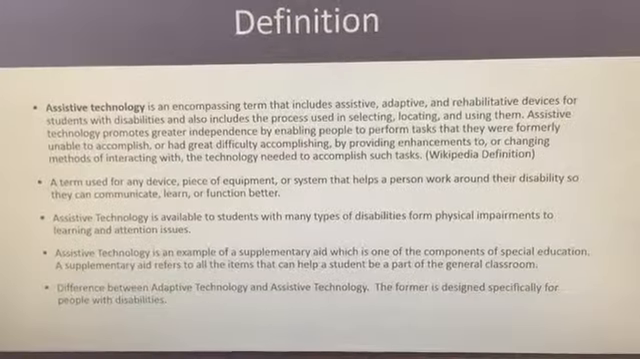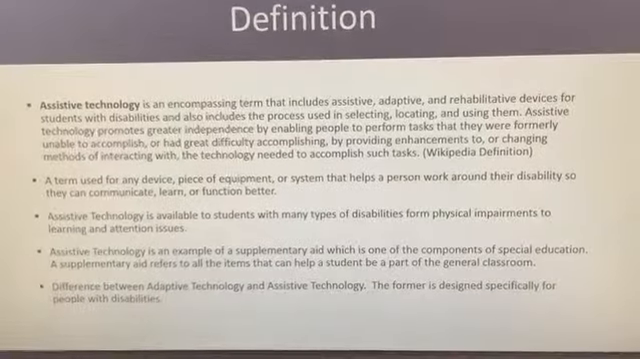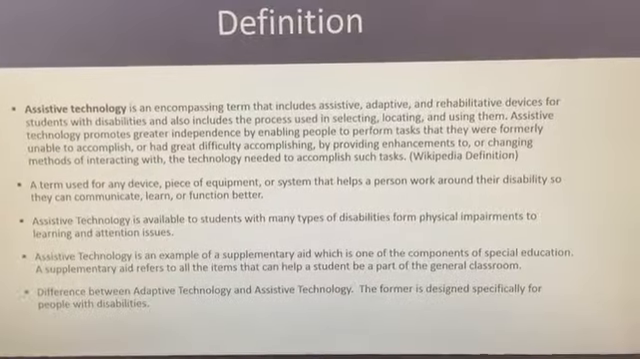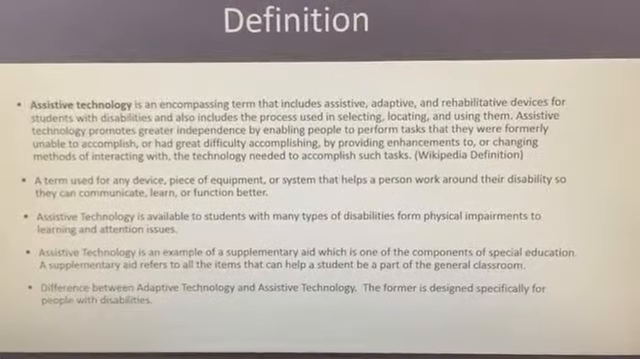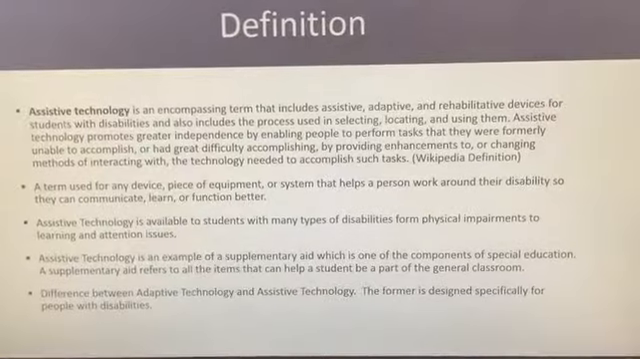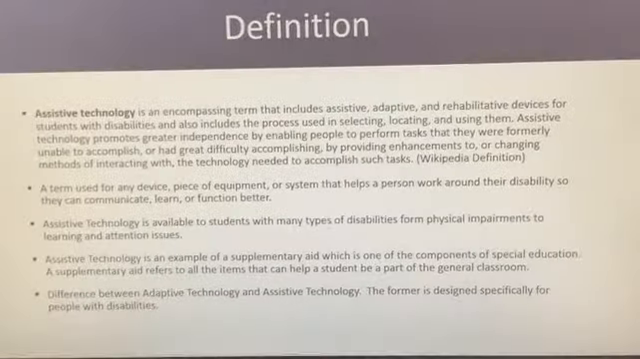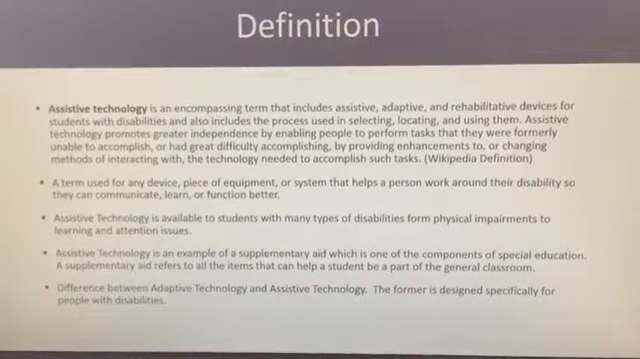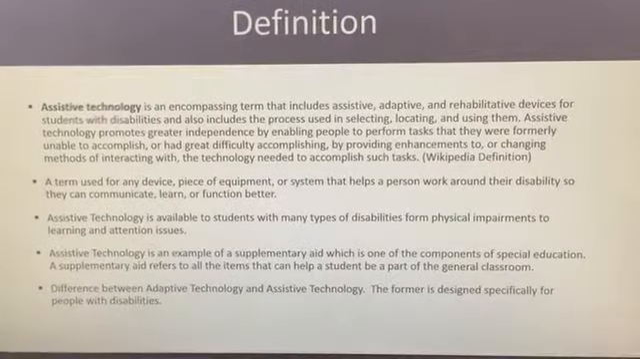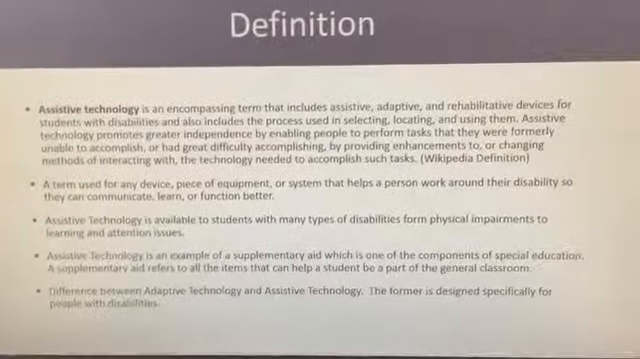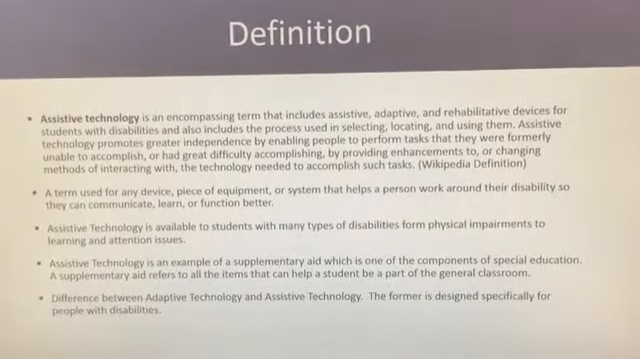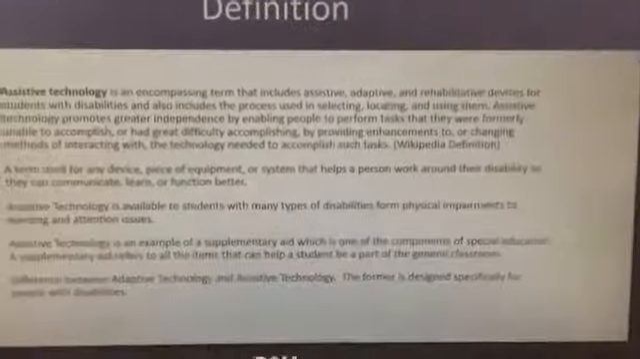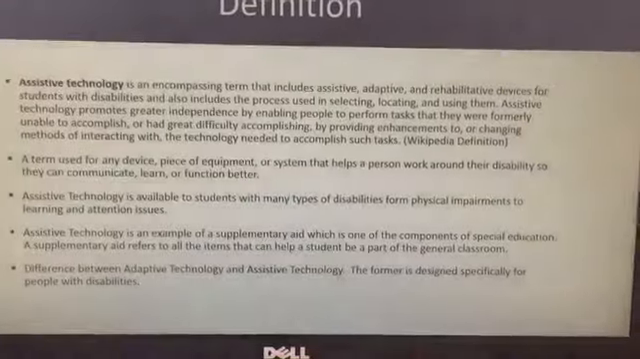Assistive technology is an example of a supplementary aid, and our textbook goes into detail about that. The supplementary aid, we know, is one of the components of special education, and these aids refer to all the items that can help a student be part of the general classroom. The difference between adaptive technology and assistive technology is that adaptive technology is designed specifically for people with disabilities. I'm going to give you some examples of adaptive technology.